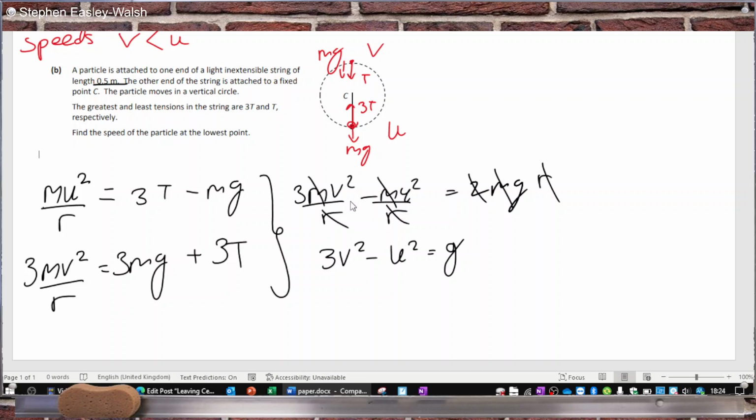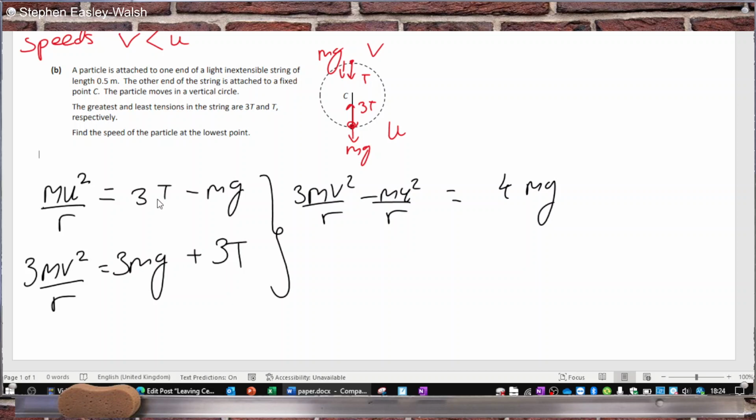Oh, yeah, I made a sign mistake in my subtraction. 3mg minus mg. That's 4mg. Yeah, okay. 3T minus 3T. 3mg minus mg is 4mg. And I'll multiply by r, which is a half. So they multiply to make 2. And I can cancel the m's. So I'm left with the equation 3v squared minus u squared equals 2g. There we go. Not quite finished yet though, because I still need to calculate the u.